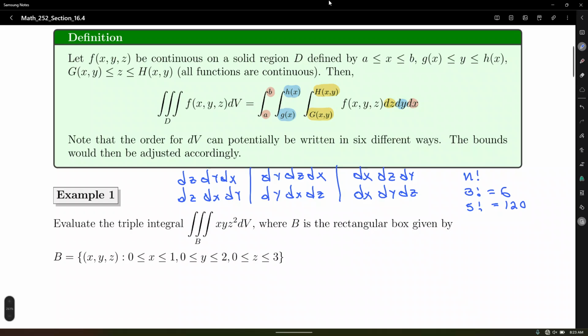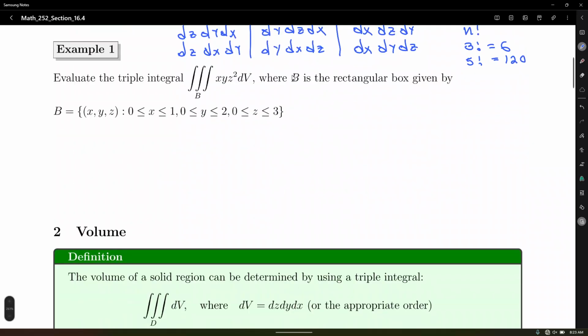But well, that's something you're going to do later. In the meantime, let's go back to Calc 3 and evaluate a triple integral. Evaluate the triple integral of x y z squared dV, where B is the rectangular box given by this domain.